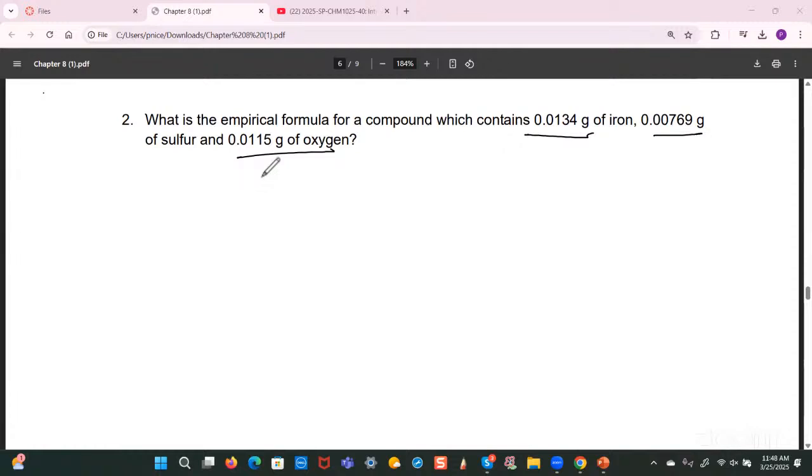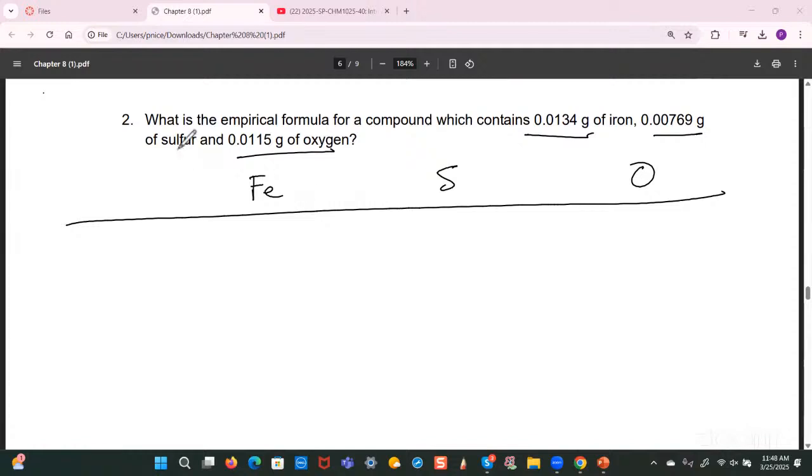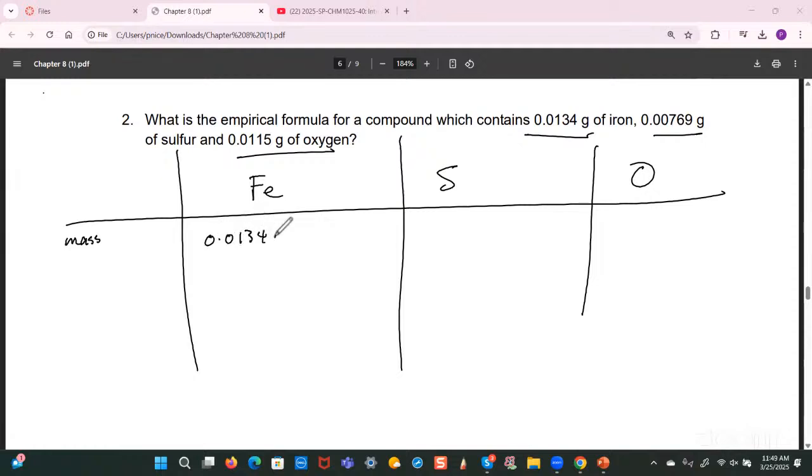So let me just start you guys off. It contains iron, sulfur, and oxygen, right? Since they gave you the masses already, all you have to do is write down those numbers under each of these. So in the case of iron, that would be 0.0134 grams, 0.00769 grams, and then for oxygen, that would be 0.0115 grams, all right? So next step.